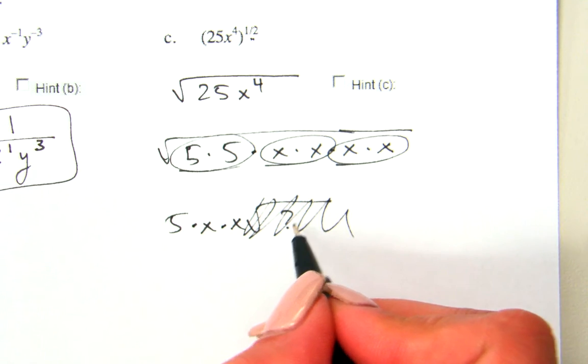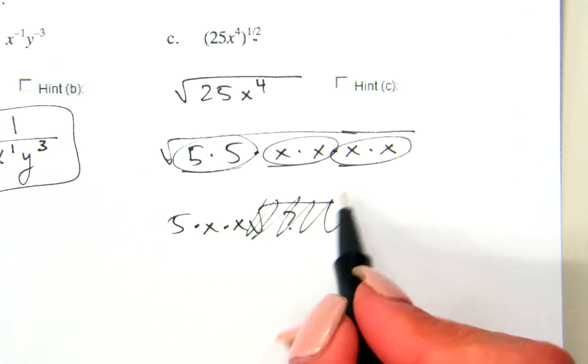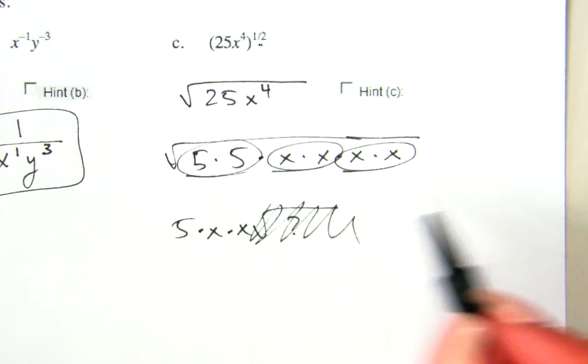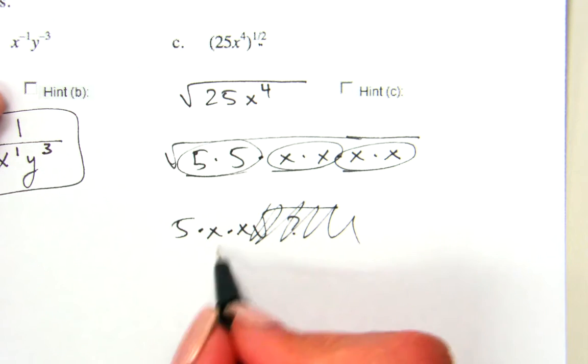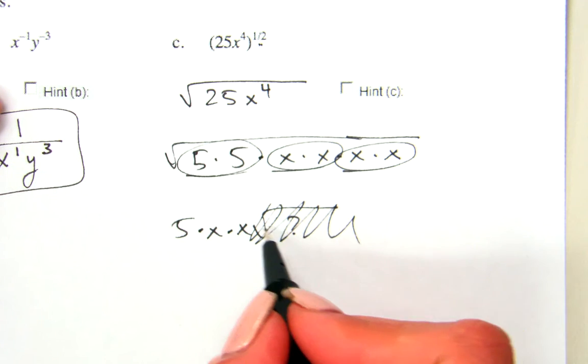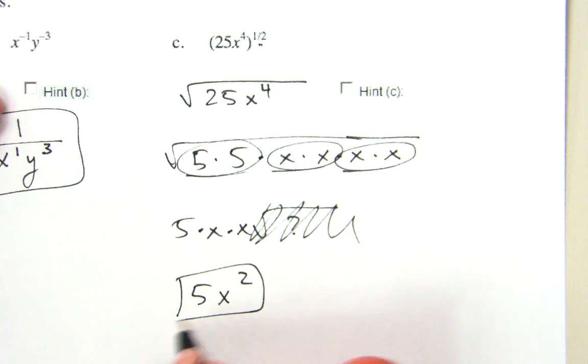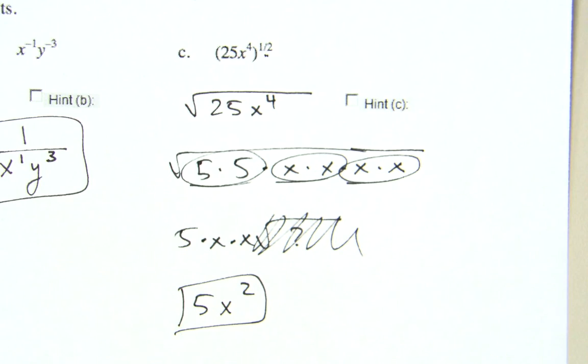Technically, there's a 1 left over, but the square root of 1 is just 1, so it's going to go away. Sorry to those of you that are really picky. So this becomes 5x squared. Done. All right, if you have any questions, see me.